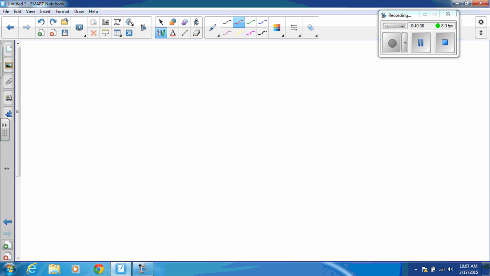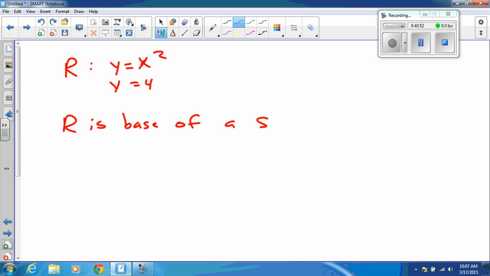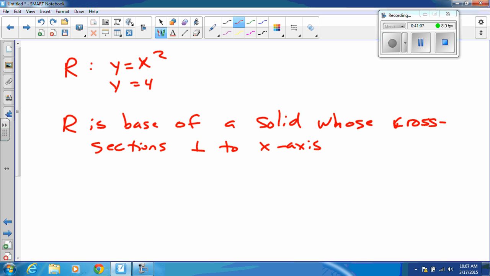The one that always throws people for a loop is equilateral triangles. So here we go. Let's let R be defined in the same way as before. And now R is the base of a solid whose cross sections perpendicular to the x-axis are equilateral triangles. Find the volume of this solid.